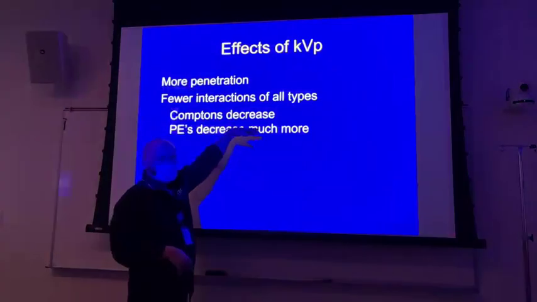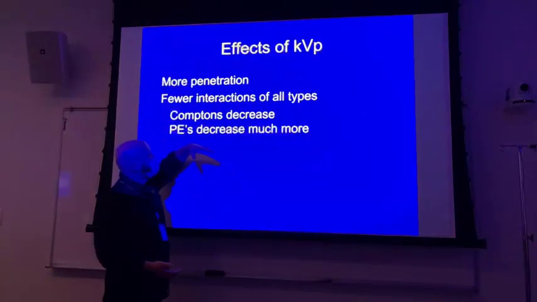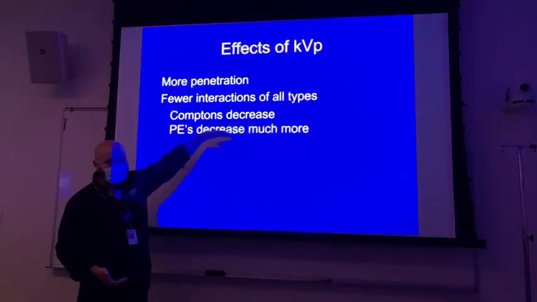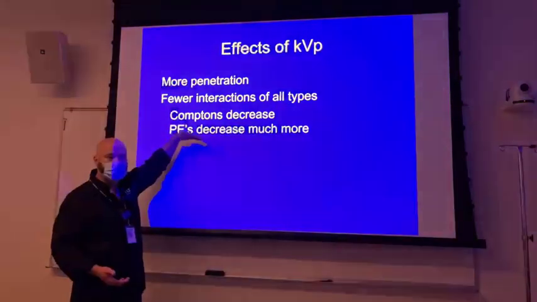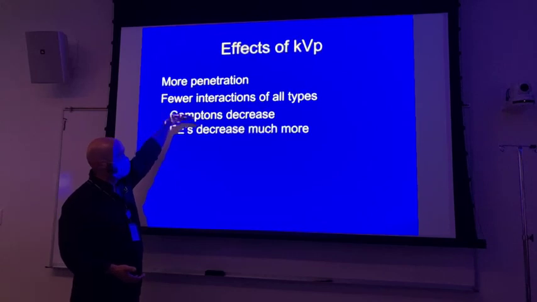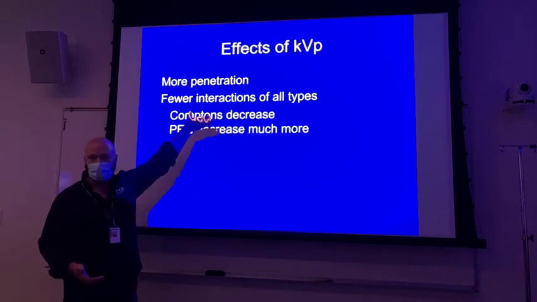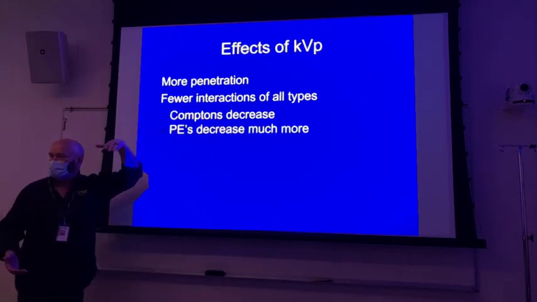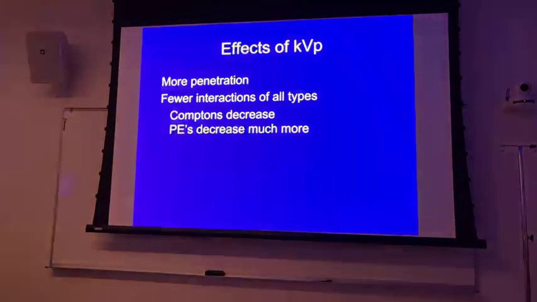So what's left in the remnant beam is a higher percentage. The numbers decrease, but the percentage of the remnant beam is significantly higher with a higher kVp. Okay? I'm seeing a lot of blank stares, so let's put this on the floor. Can you give me some light over there? This is probably as far as we're going to go.